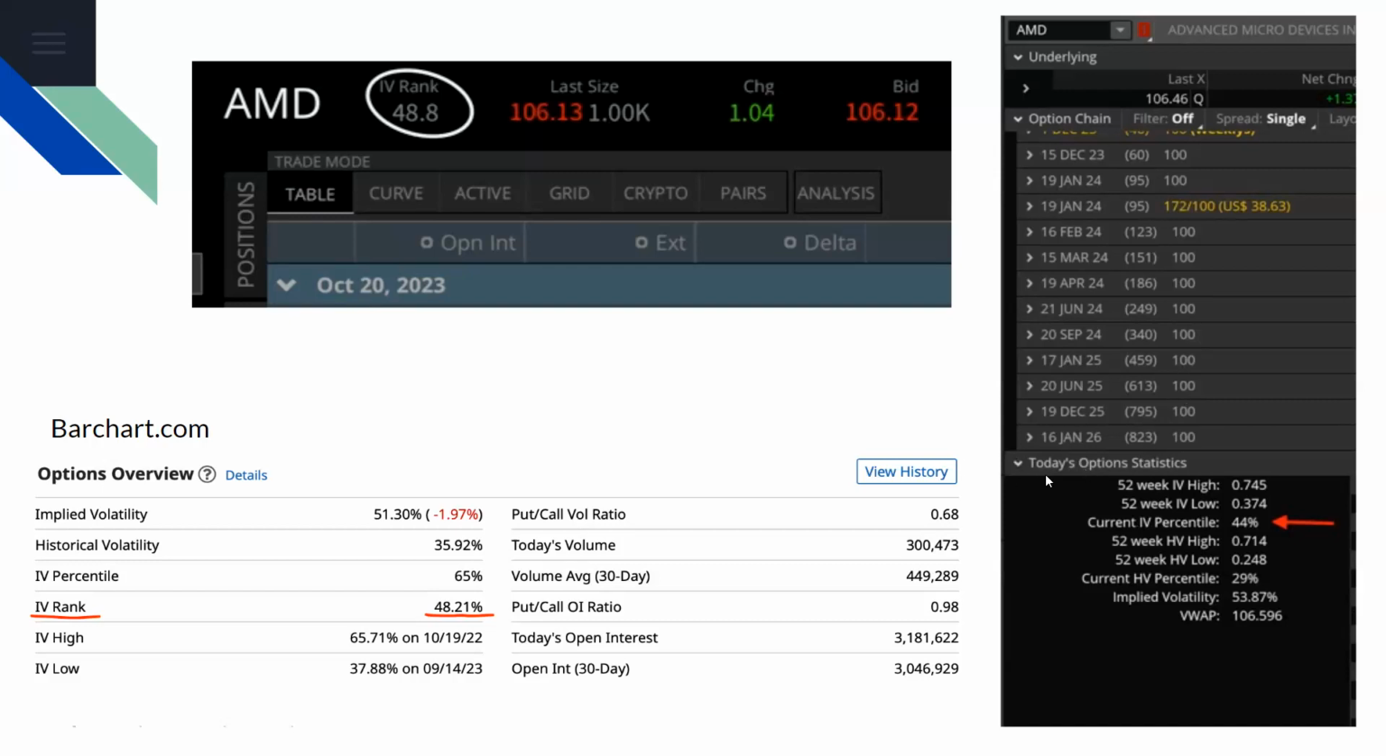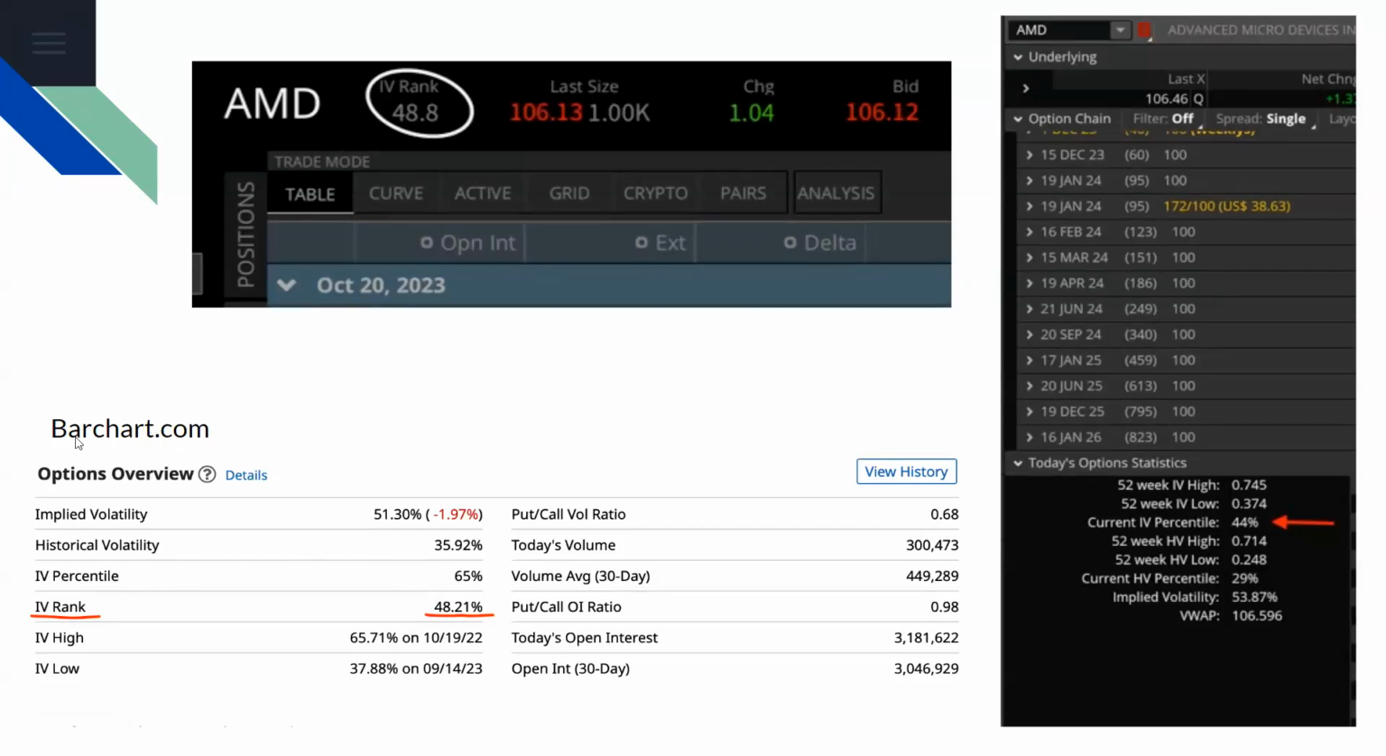As you can see, you have to go down to today's options statistics. And they list it as current IV percentile. It is not IV percentile. They named it that for some reason. It is actually IV rank. And you can see that's coming in at a 44 on ToS. So you can see they're fairly similar.